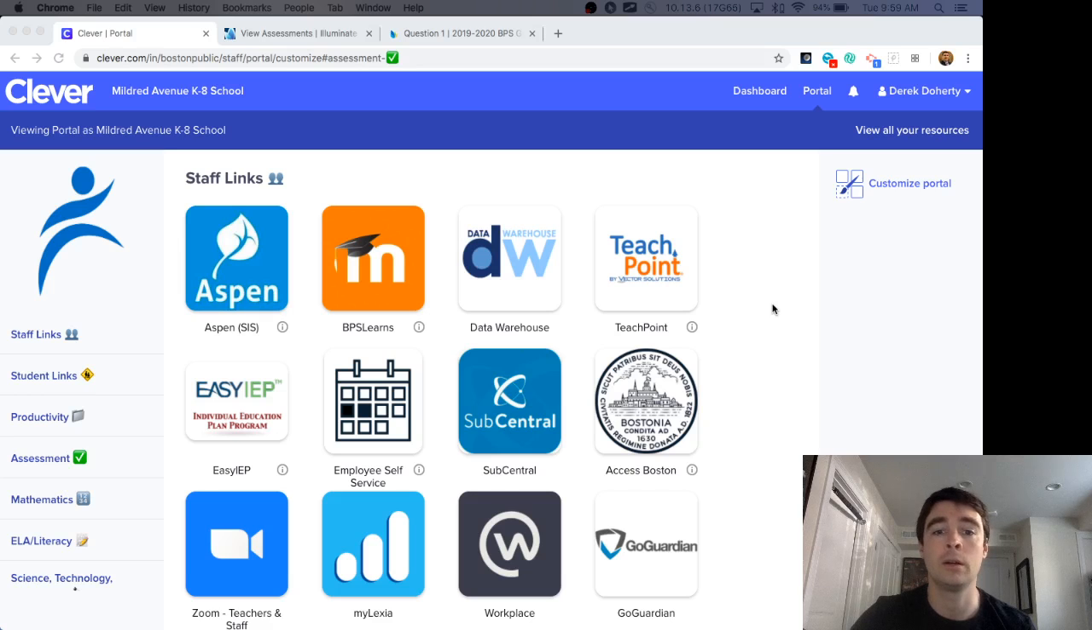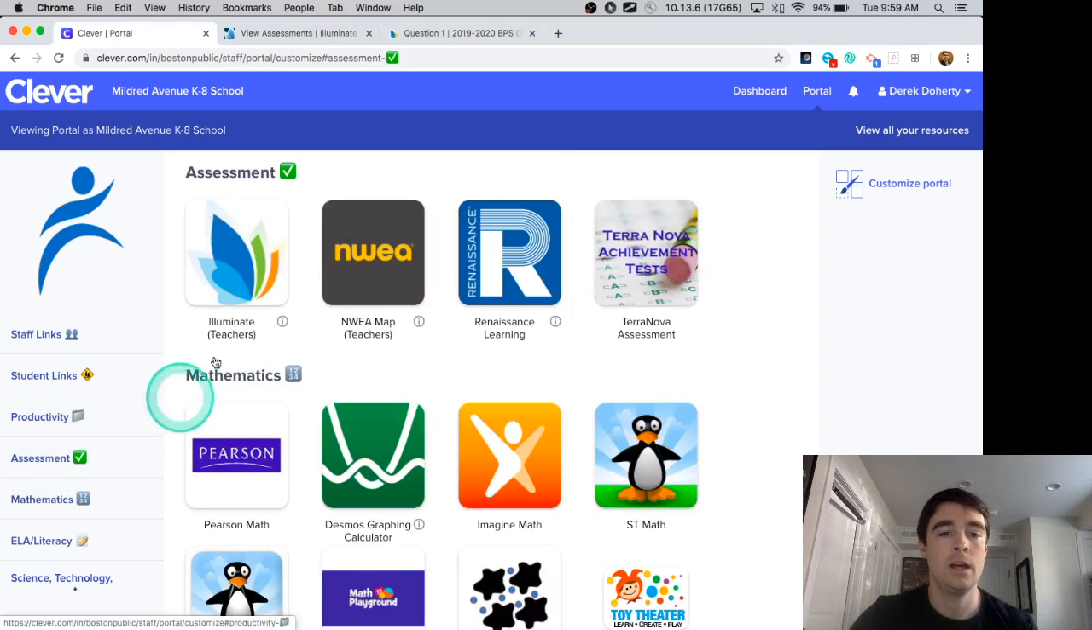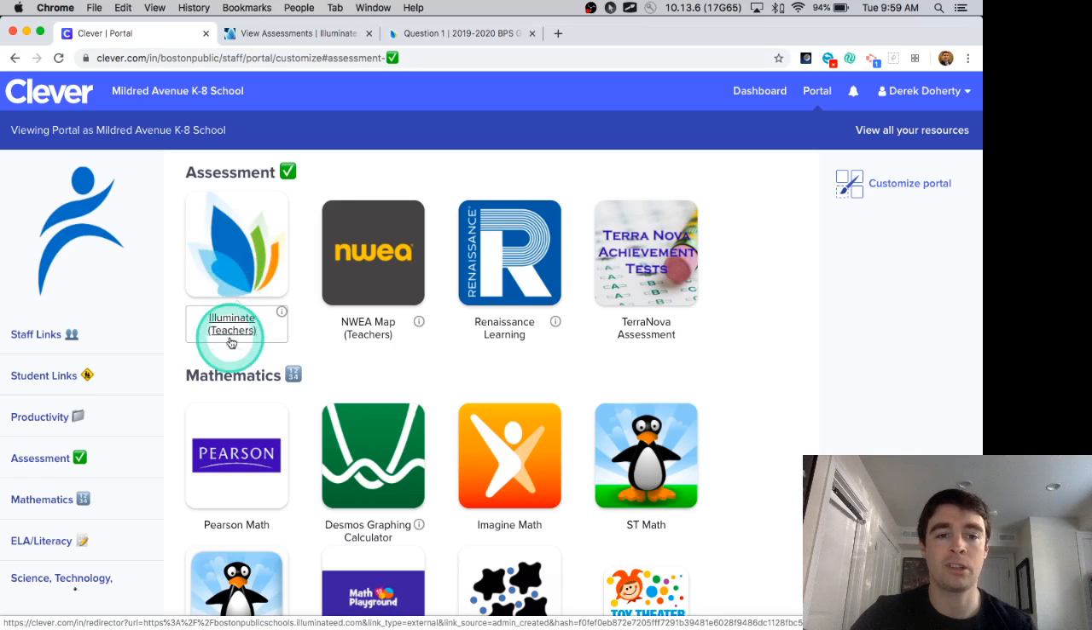So what you see here right now, I'm on my Clever backpack. This should look similar to your Clever backpack. And you're going to scroll down to assessment. You can even scroll down or click where I'm clicking. And when you go down to assessment, you're going to launch the Illuminate link. For you, it's going to say Illuminate Students as opposed to mine, which says Illuminate Teachers.